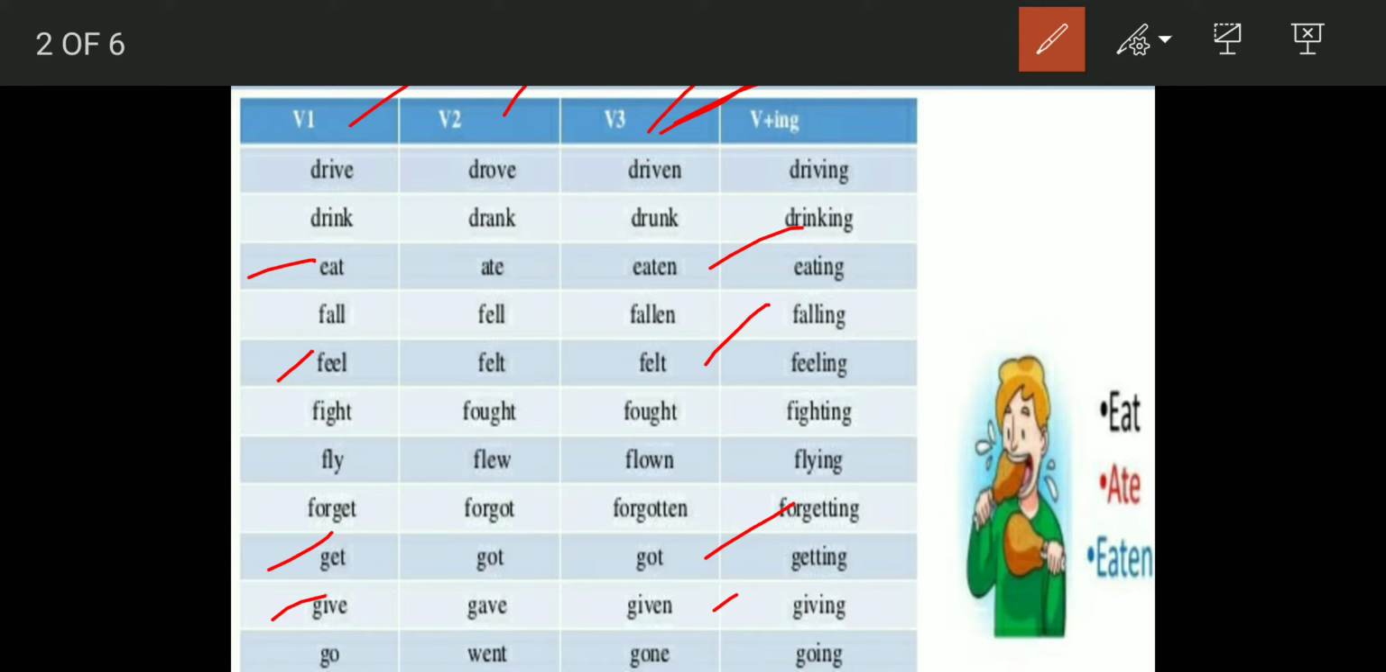We have already talked about the verb in the ing form in the continuous tense, like drive became driving, drink became drinking, eat became eating. I'm sure you remember how in the past continuous, present continuous, future continuous, we added the ing form of the verb. Similarly, in the perfect form of tenses, we will be using the third form of the verb.